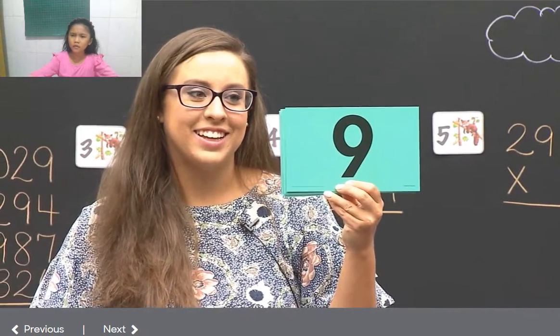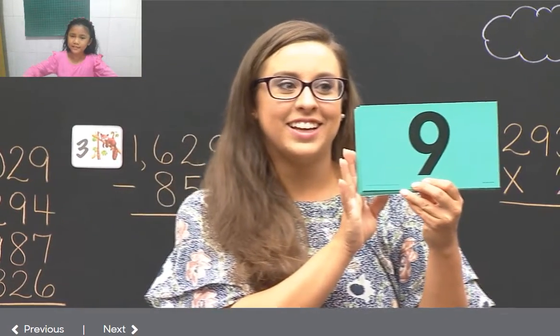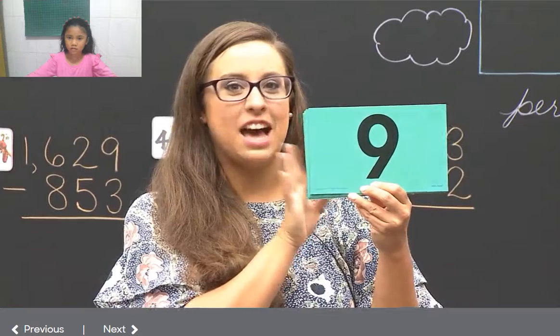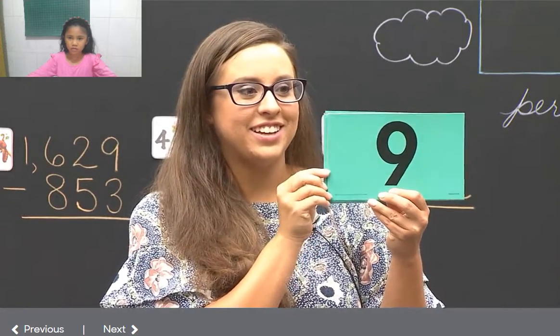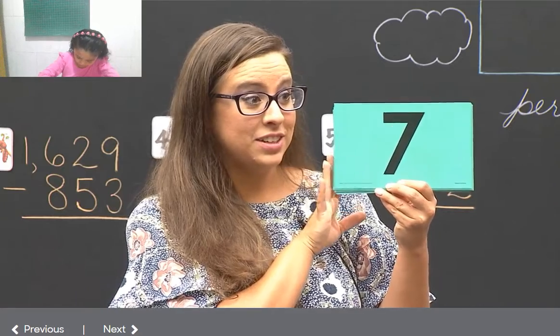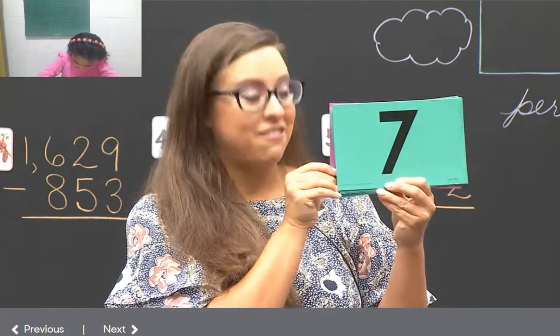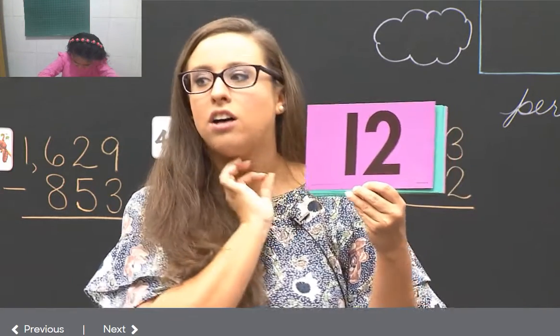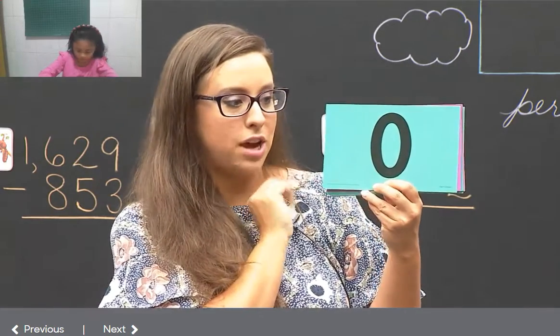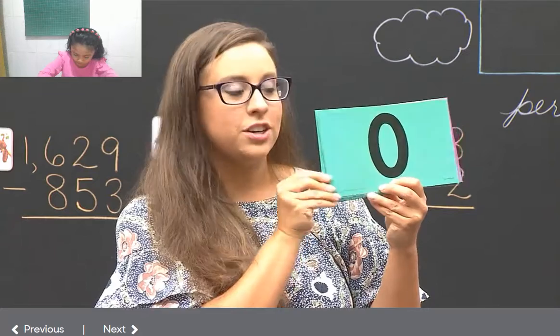Anna? 36. Help her out, Carson. 36. Yes, that was a challenge. What was it, Anna? 36. Good. What does 7 times 4 equal, Lexi? 28. Fantastic. Good. 12 times 4. Jacob? 48. You've got it. 0 times 4. Josh? Good.